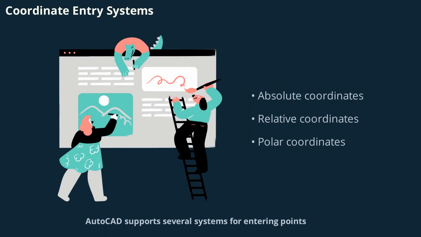AutoCAD supports several systems for entering points. Absolute coordinates specify points relative to the origin, using the format X, Y. Relative coordinates use the @ symbol to indicate offsets from the last point. Polar coordinates specify points by distance and angle from the last point, using a distance angle. These systems provide flexibility for drawing lines, shapes, and complex geometries with precision.